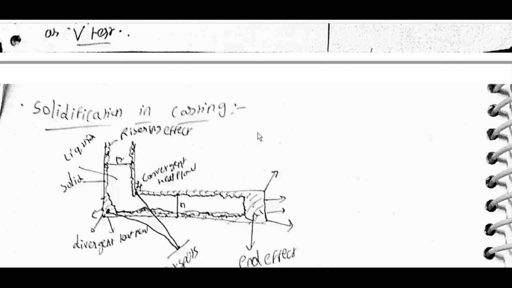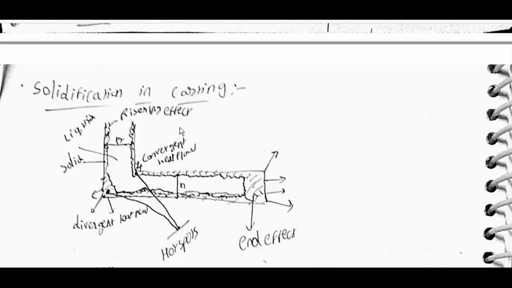Solidification in casting. This is liquid, this is solid. The one that is shaded is solid. End effect. These are hot spots. Divergent heat flow, convergent heat flow, solid to liquid.